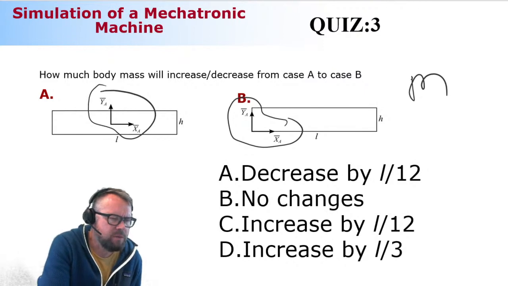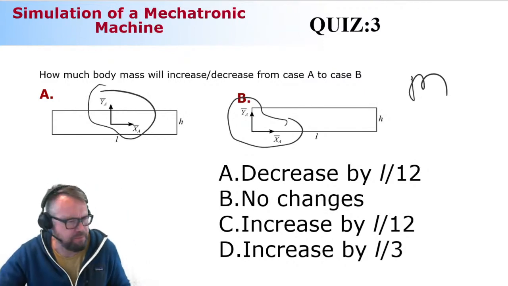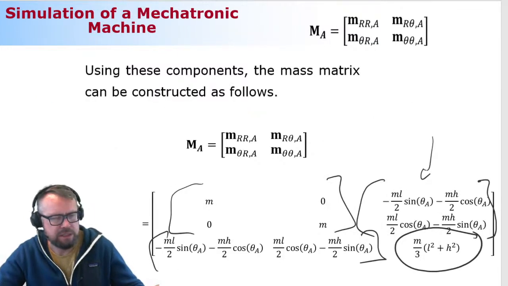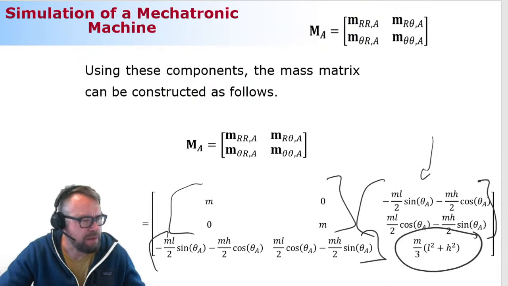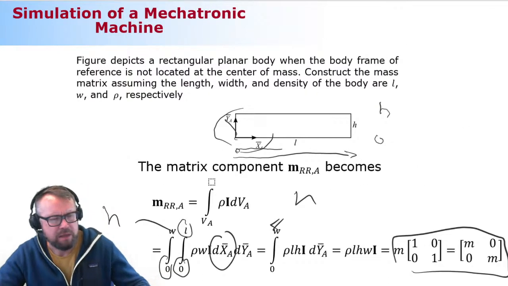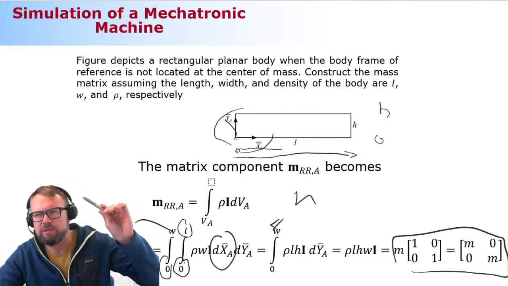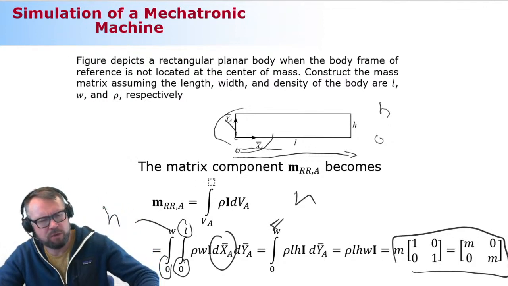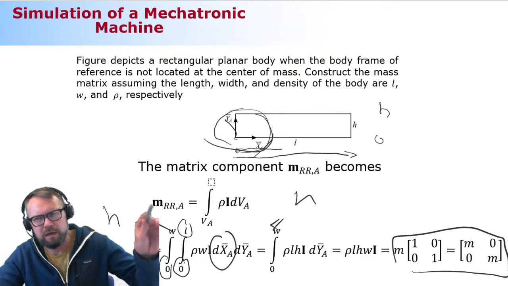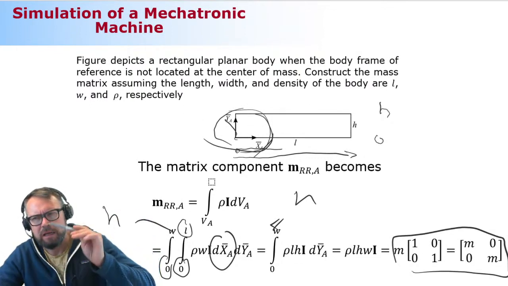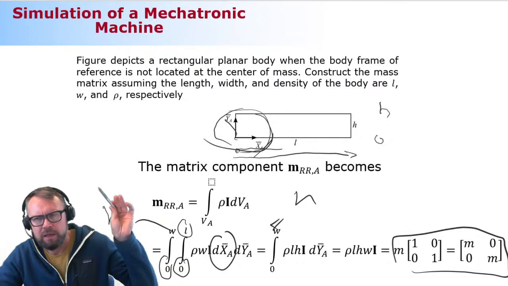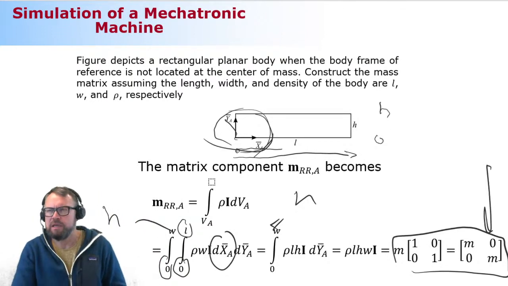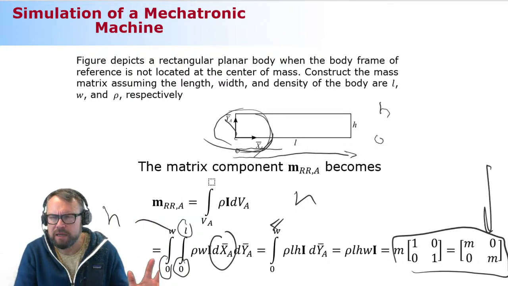How do we know that? We know that because if we go back to this example here, I think this is a better one. We look at this box-like body in two different scenarios. In one scenario, the body reference coordinate system was located in this corner. In another scenario, it was located in the middle. And now if you look at this submatrix that tells the mass of the body, the one that is shown here, it is always the same. It's not making any difference whatsoever.